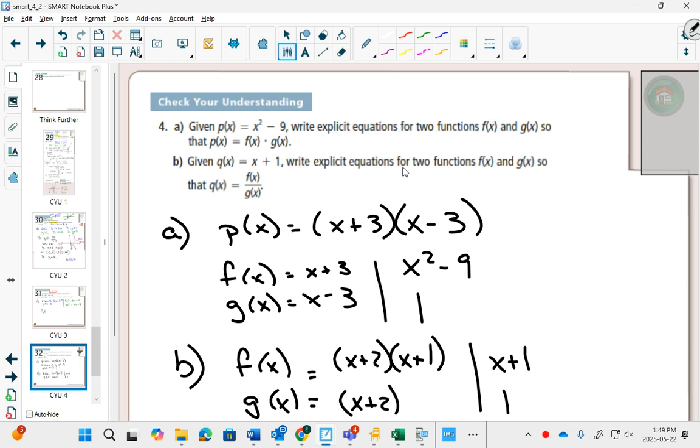Would you agree that if I divided those two, my x plus 2's would cancel out and I would get x plus 1? But this is slightly different than q of x because in this one, minus 2 is a non-permissible value. And in this one, there are no non-permissible values. This graph would have a hole in it. This graph wouldn't.